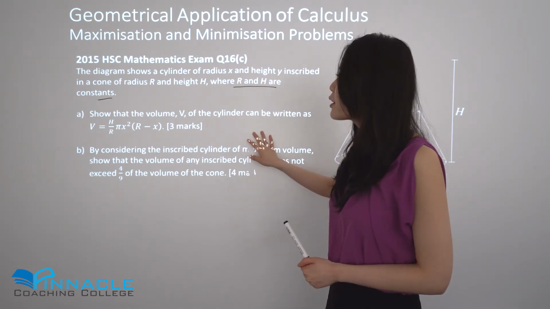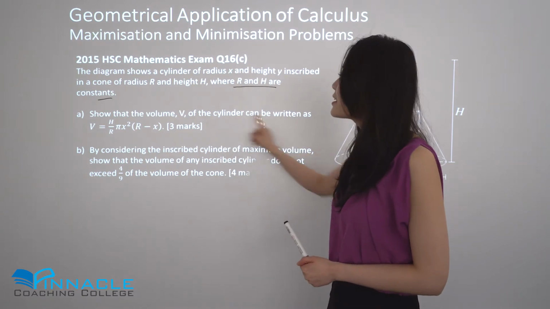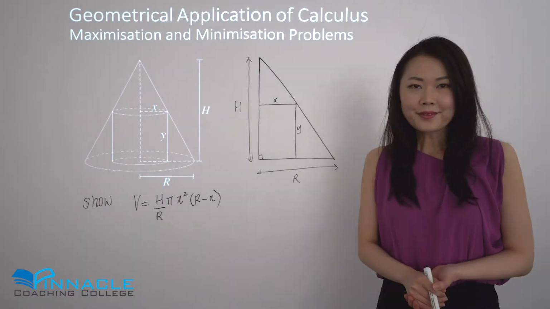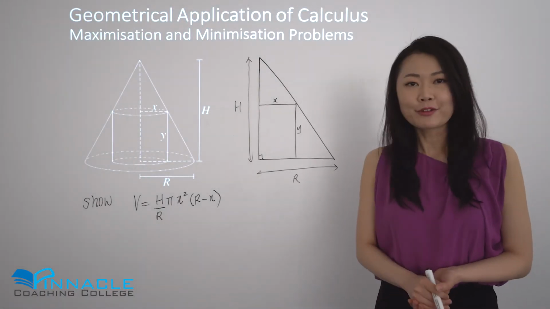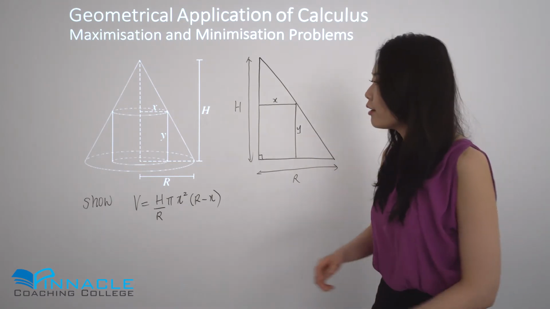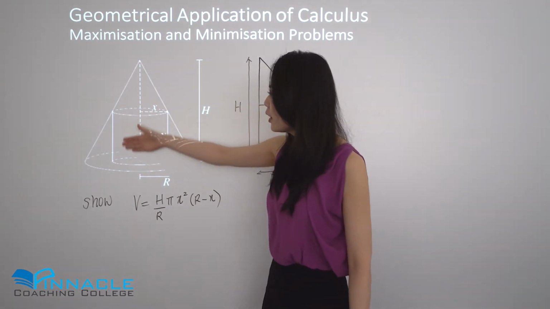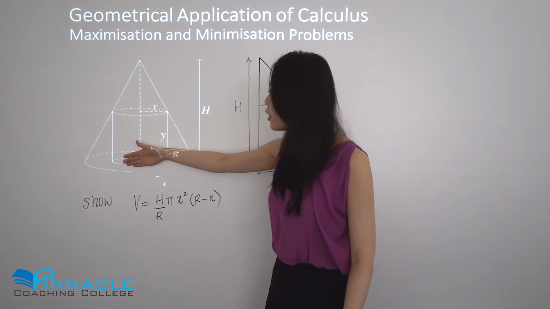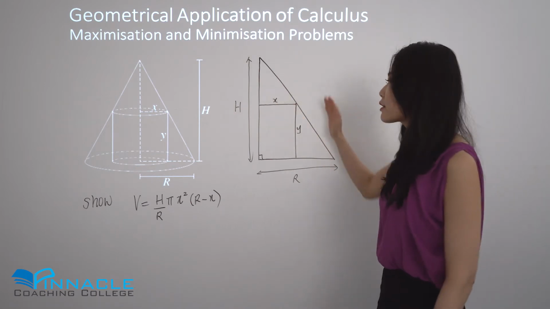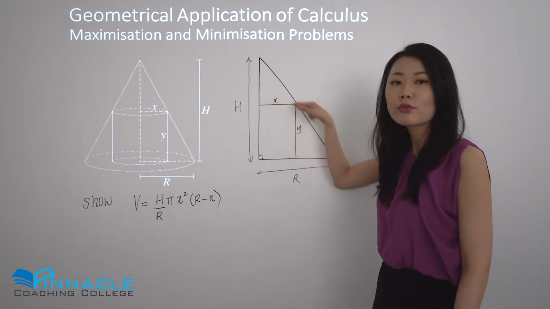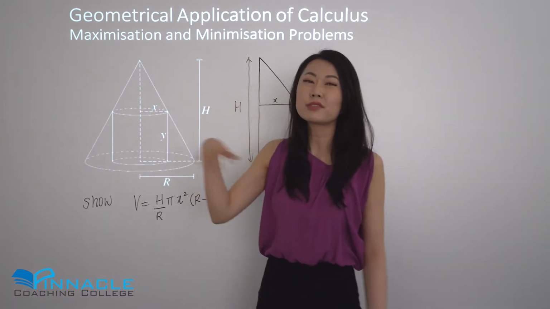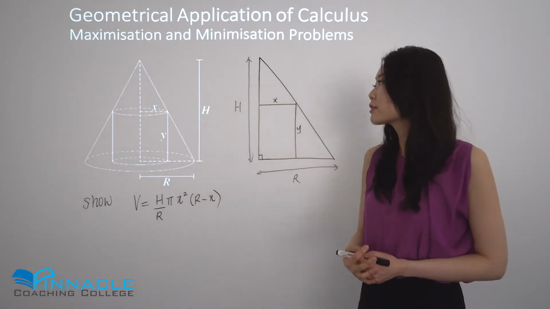Alright, so part A, we're going to try to show the volume of the cylinder can be written in that format. So let's do this together. Alright, so let's break down the diagram. In these cylinder inscribed in cone situations, quite often you can take a cross section of the solid, and what you get is this type of shape. It's like a right angle triangle with a rectangle inscribed into it. So literally I'm only taking half of the cross section, the other half is just a reflection. We won't be looking at that.